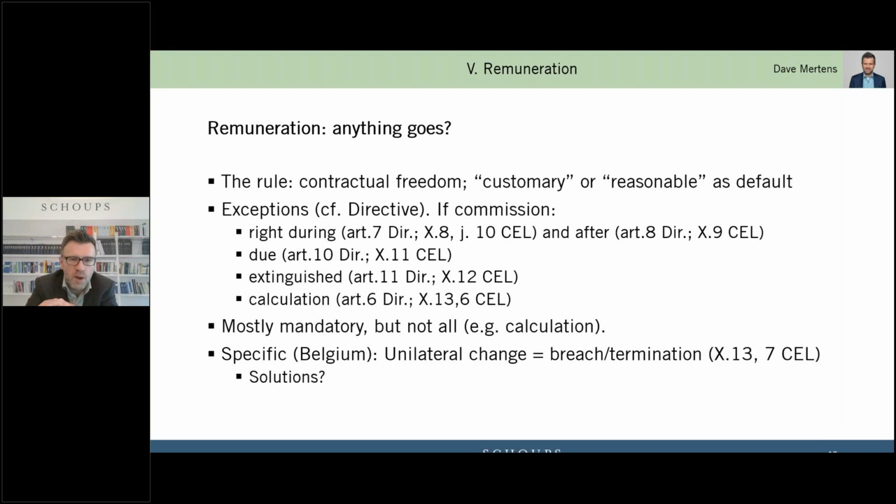There's a plus and a downside there, which means that any other change, unilateral or trying to impose a change other than remuneration, is not necessarily a breach. That's possible, but it's clear that if you try to unilaterally change your commissions, that is equal to a breach or a termination of the contract, and will mean that you as a principal may be forced to pay certain compensations. We'll talk about those compensations.